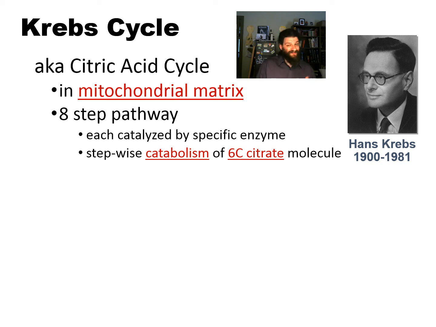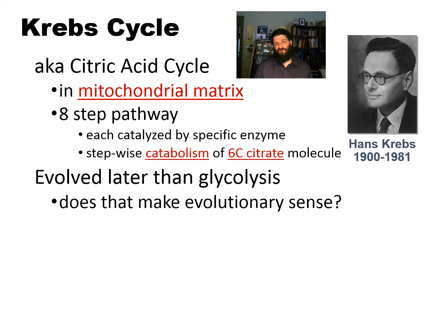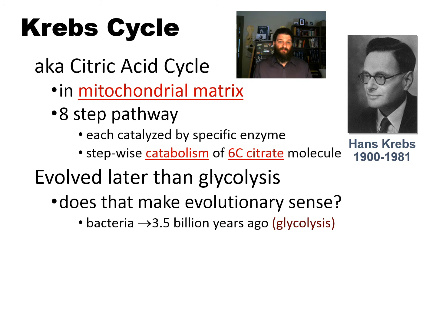What the Krebs cycle basically does is it starts with a 6-carbon citrate molecule, and that gets stepwise oxidized down to a 4-carbon oxaloacetate molecule. And if that doesn't make any sense to you, that makes sense because we haven't talked about the rest of the cycle. It did evolve to come about later than glycolysis did. It has to, because it starts with the products of glycolysis. So glycolysis had to be figured out evolutionarily before the Krebs cycle and the rest of aerobic respiration.